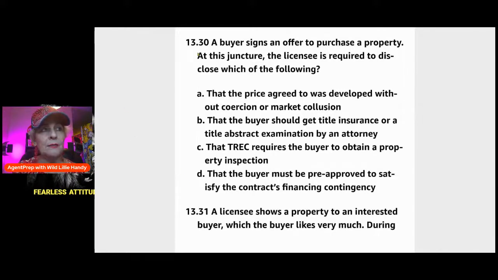Okay, so the buyer has already signed an offer to purchase a property. So what happens after that? Which statement is true? So far we have B. Anyone else? Type your answer in the chat.